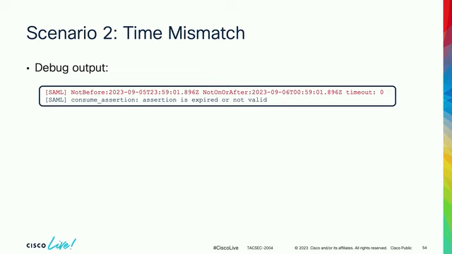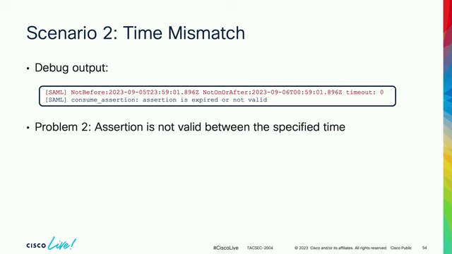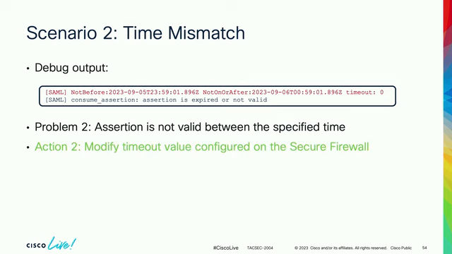So remember that we implemented multi-factor authentication, and there's a time that is running when the user needs to confirm that push. So the timeout value set to 0 is preventing the service provider from accepting the assertion. So the problem is that the assertion is not valid between the specified time. The action that we'll need to take is to modify the timeout value configured on the secure firewall.